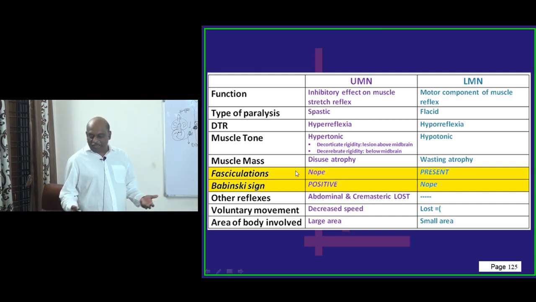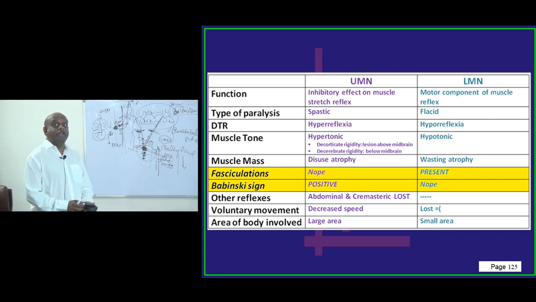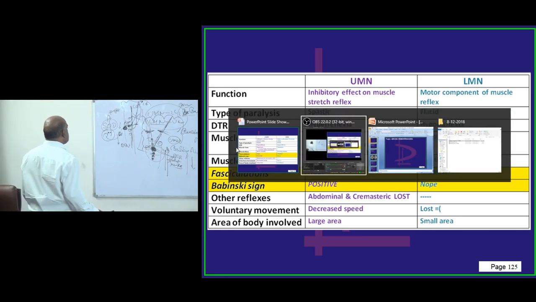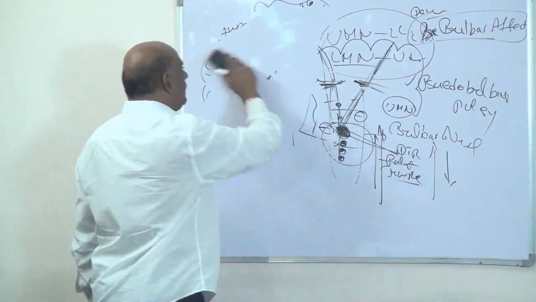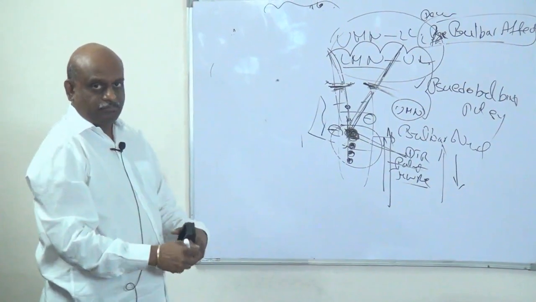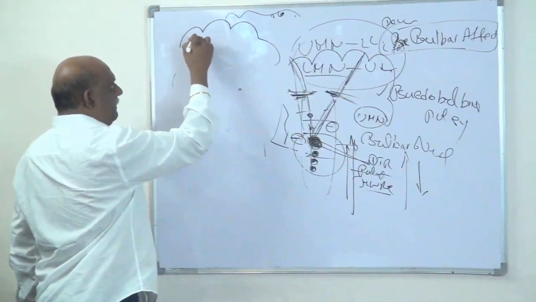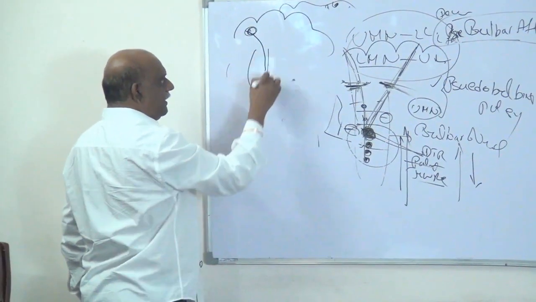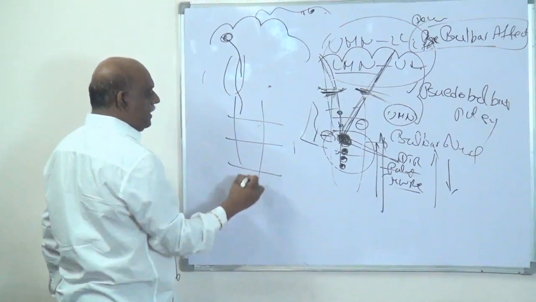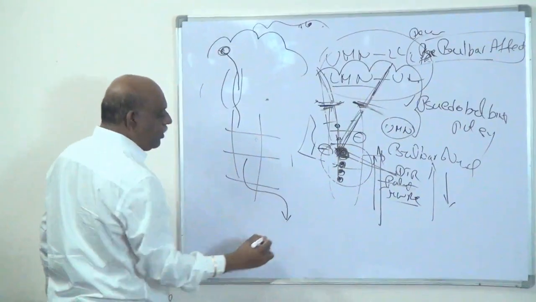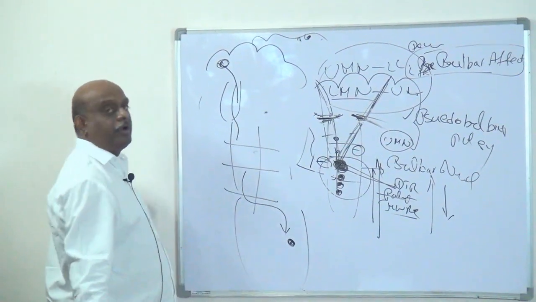First, what is UMN, tell me? UMN is the corticospinal tract. Where does it start, doctor? It starts in the motor cortex, in the pyramidal cells of Betz is the location. So from the pyramidal cells of Betz, the fibers pass through the internal capsule, descend down through the brainstem, midbrain, pons and medulla, and in the medulla they decussate to the contralateral side and ultimately reach the anterior horn cells in the spinal cord.